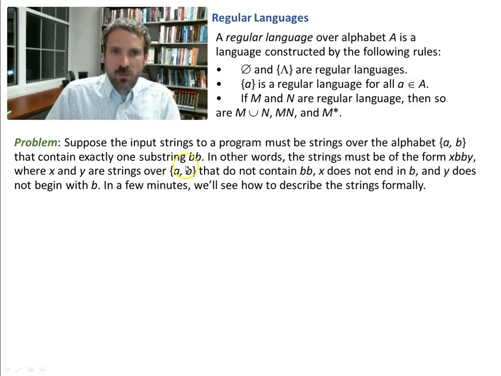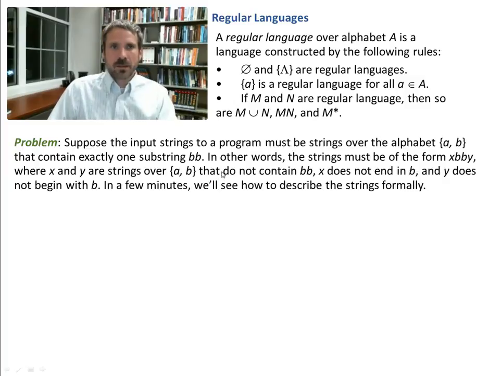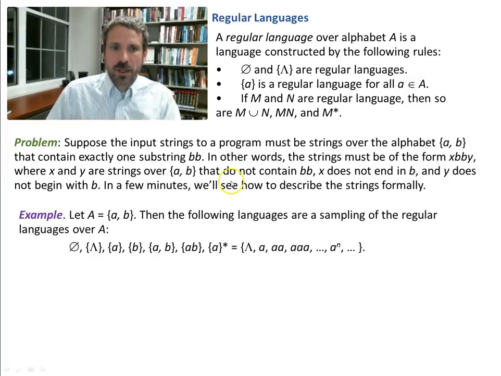In this case, we have to have one substring of BB. So this is the form that these strings have to take. Anything and then a BB and then anything. Where X and Y are just any strings over A and B. They don't have the BB because we have to have exactly one BB. So we want to talk about how to do this and how to discuss this in a mathematical way. So let's look at this example.